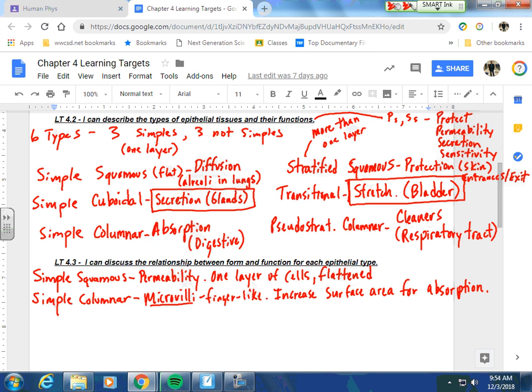Stratified squamous. So we said protection, which when we have many layers of flattened cells, it's not really our scales, but it's kind of scale-like, which makes sense why that would be good for protection. Okay?